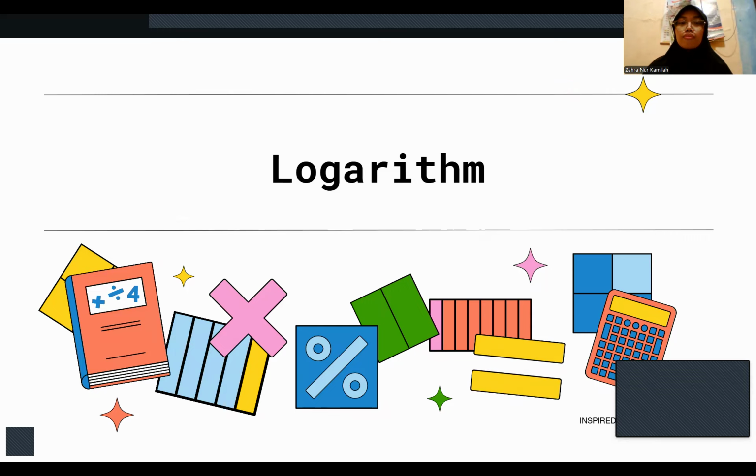Now you might have seen exponents before, like 2 to the power of 3 equals 8. But have you ever wondered, 2 to the power of what gives 8? That's where logarithms come in. By the end of this session, you will be able to understand what logarithms are, how they work, and how to solve problems using them. So let's get started.